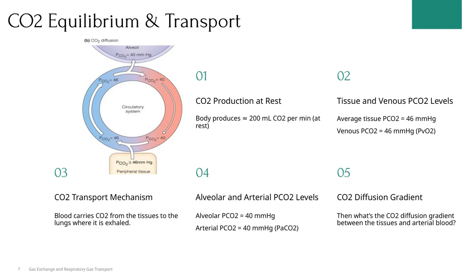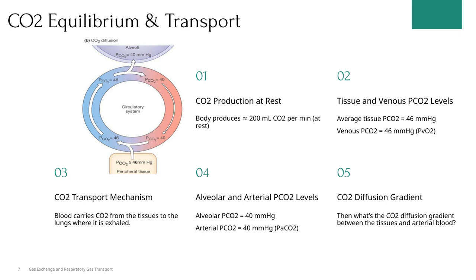So, let's explore the CO2 diffusion gradient between the tissues and the arterial blood. Here, the key point is that the alveolar PCO2 is typically around 40 mmHg, and the arterial PCO2, which we measure as PaCO2, is also about 40 mmHg. This indicates that at rest, the levels of CO2 in the alveoli and arterial blood are in equilibrium, facilitating efficient gas exchange. Remember, the blood carries CO2 from the tissues back to the lungs, where it is ultimately exhaled.